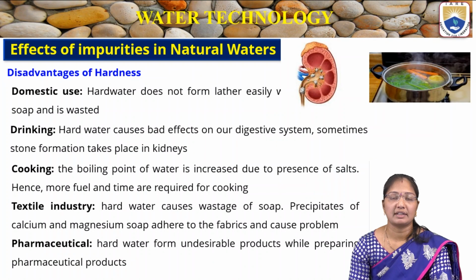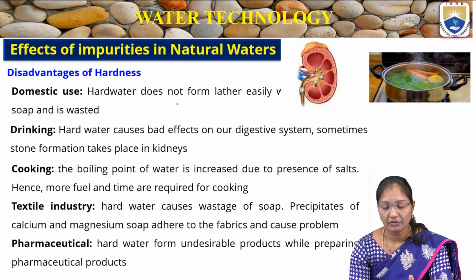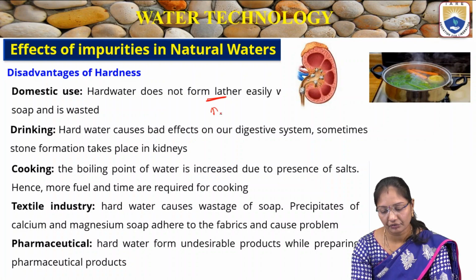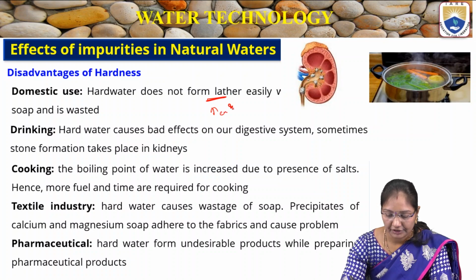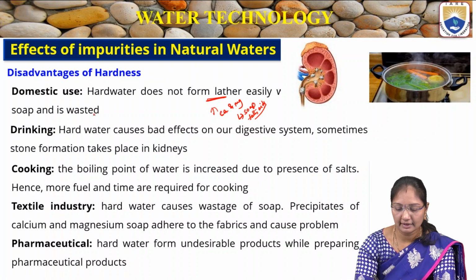So what are the disadvantages? Why should hardness not be there in the water we use for industrial applications? For domestic use, hard water does not form lather, as we discussed from the last slide. It won't give lather because of the high salts of calcium and magnesium. These react with the soap, which is nothing but fatty acid compositions, and the soap is wasted.